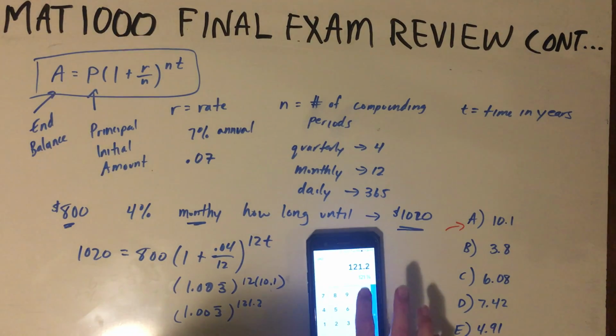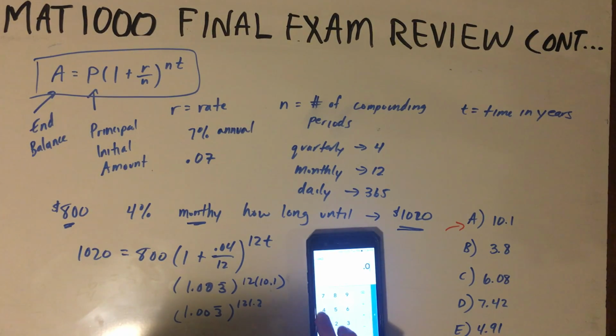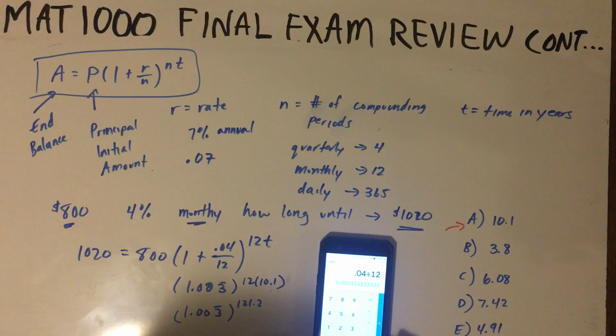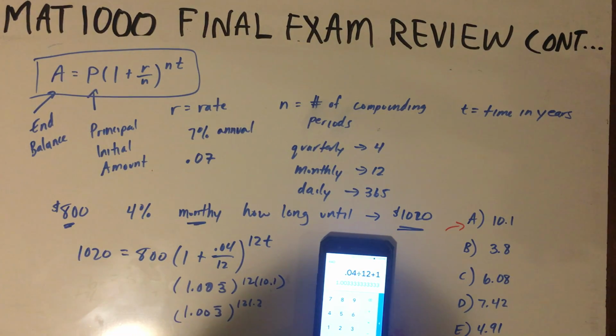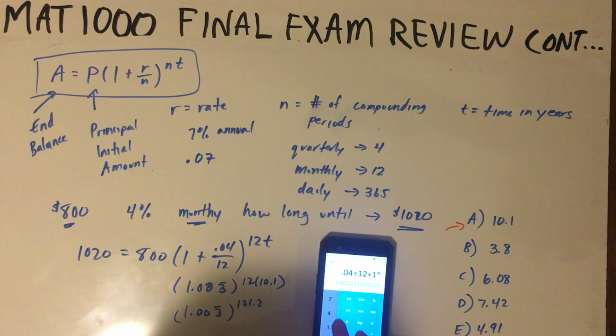All right, here we go again. I'm going to take 0.04 and divide it by 12. You always start with the rate, divide it by the n, add it to the 1, order of operations, and then we are going to raise this to the power of 121.2.